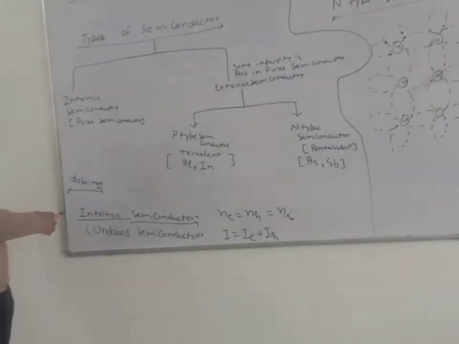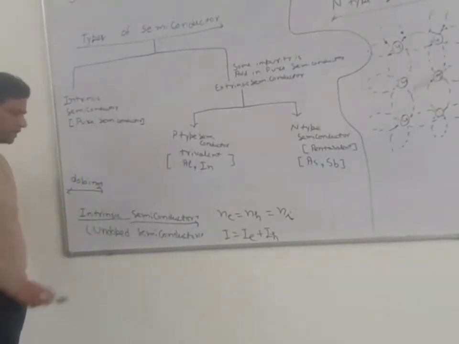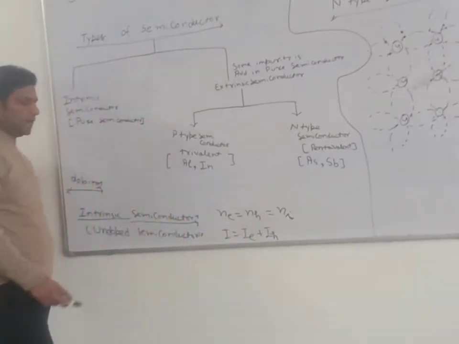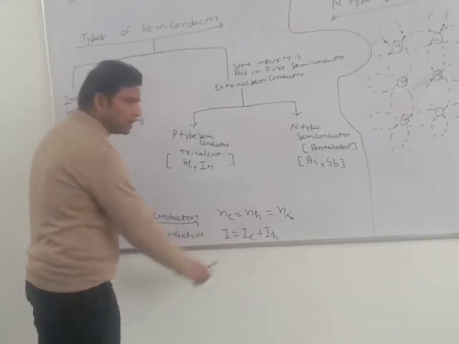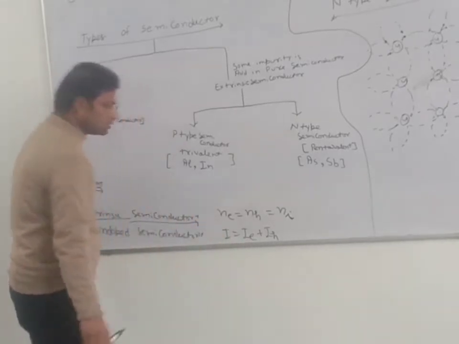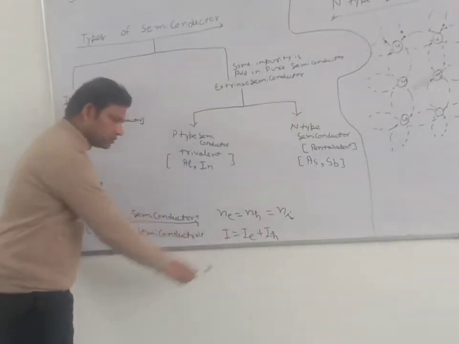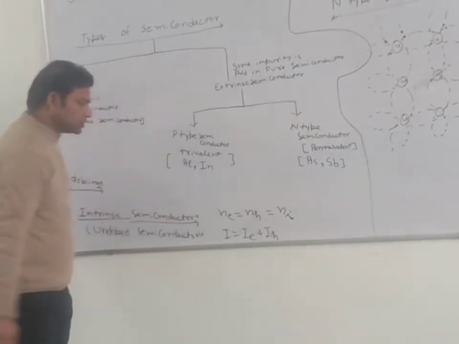The total amount of current in this semiconductor is I equals IE plus IH. IE means current through electrons, IH means current through holes. So total current equals the addition of the electron current and the hole current.